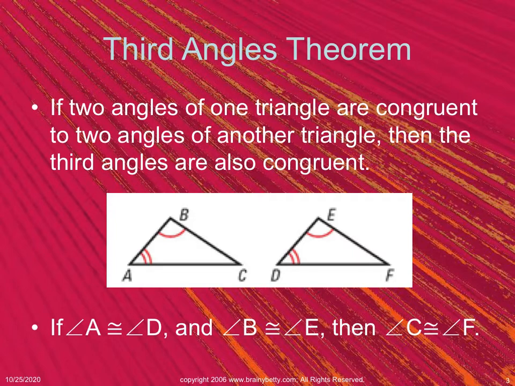So notice in this picture, angle A and angle D have the same mark, indicating that they're congruent angles. And then I also have a mark with B and E. So automatically, if you already have two pairs that are shown congruent, then you can automatically conclude that this last set is also congruent. So if you were writing this in a proof, the reason would be the third angles theorem.